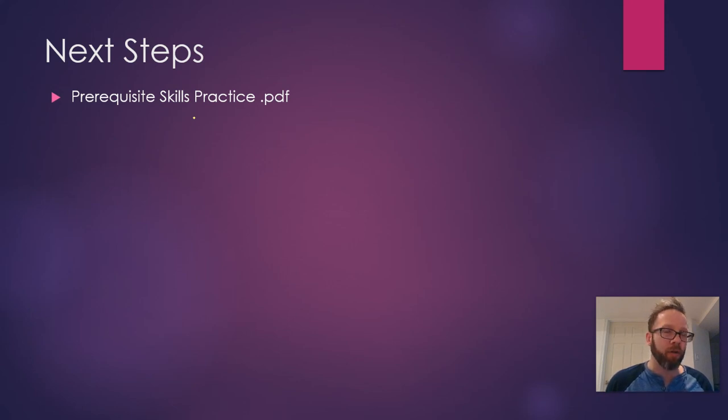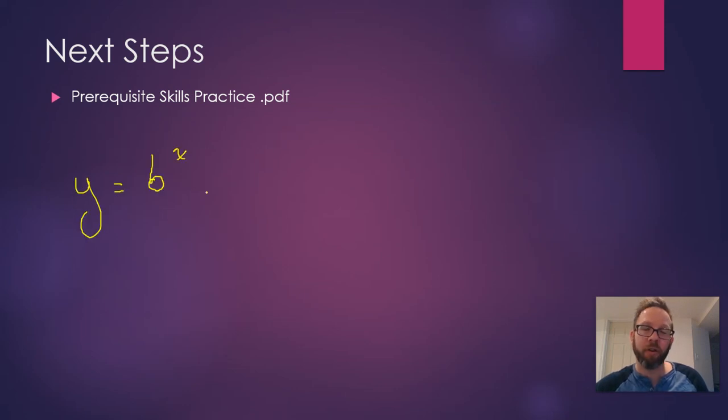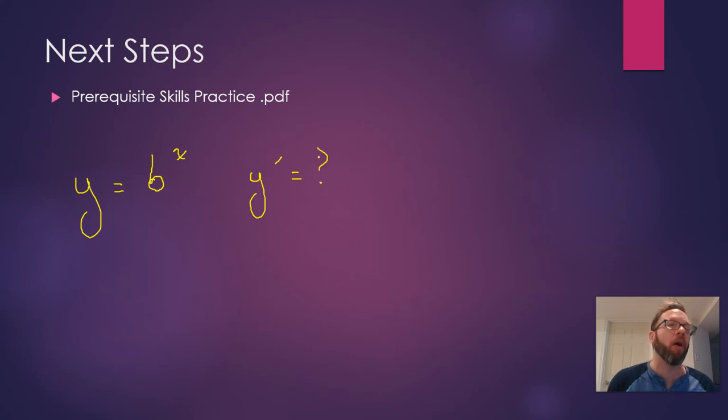Next day, we'll start looking at what the derivative of exponential functions looks like. So if I have a function y equals b to the power of x, what would that derivative look like? What are some properties of that derivative?